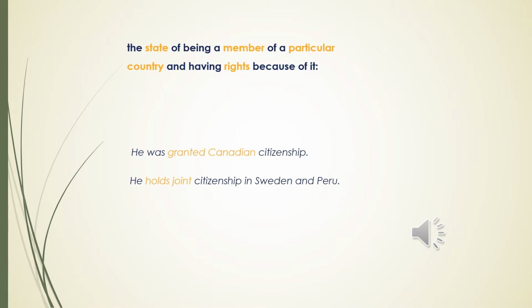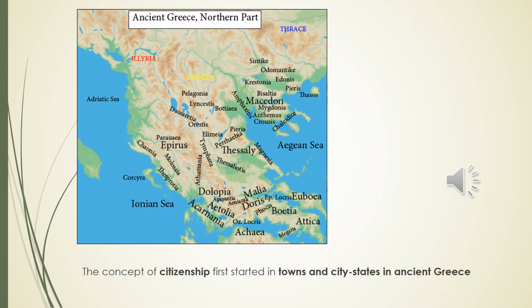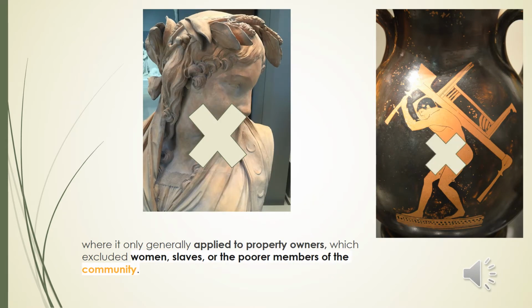because of it. For example, he was granted Canadian citizenship, or he holds joint citizenship in Sweden and Peru. The concept of citizenship first started in towns and city-states in ancient Greece, where it only generally applied to property owners, which excluded women, slaves, or the poorer members of the community.